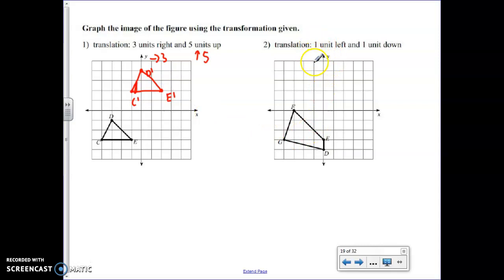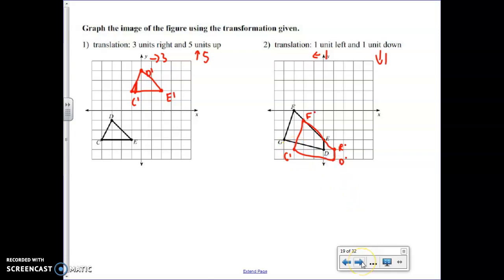So then in this case, we're taking each point, shifting it to the left 1 and down 1. So each point is going to the left 1, down 1, so that gets me E prime. D, left, down, D prime. Left, down to get G prime. And then F, left, down to get F prime. And then we just connect the dots, like that. So this is the easy way of doing it.